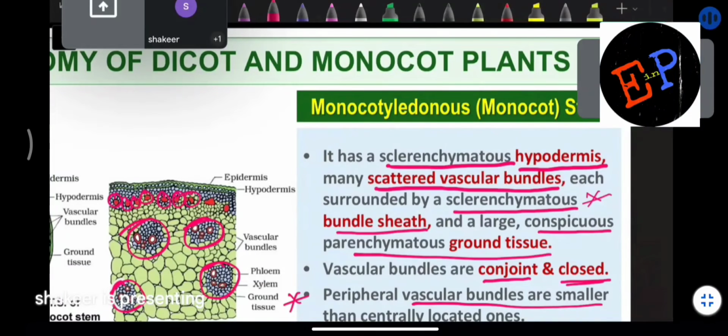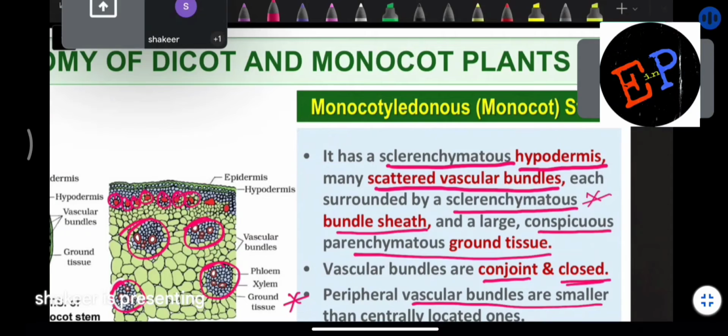This is another important point. Phloem parenchyma is absent and water-containing cavities are present within the vascular bundles. Cavities means gaps. These gaps are responsible for carrying water, just like the medullary rays in dicot stems. In dicot stems you will find medullary rays, and those were responsible for carrying water. But here water-carrying cavities are present, which are again responsible for carrying water. So that is about monocot stems.